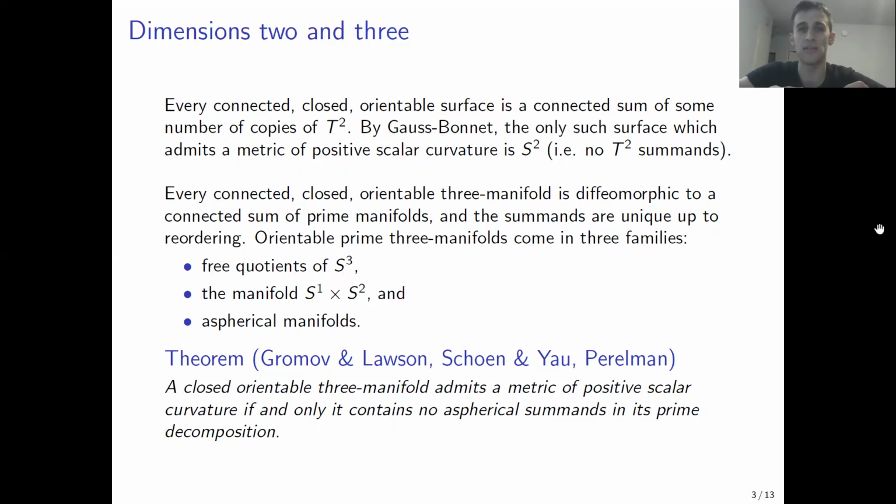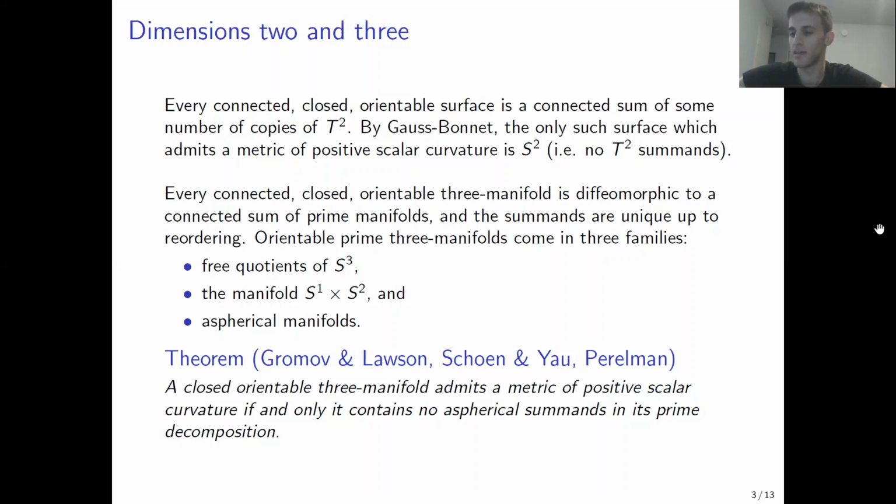And then a construction due to Gromov and Lawson, also Schoen-Yau, is that if you have manifolds in dimension at least 3 which have positive scalar curvature, then so does their connect sum. So putting that all together, we get this statement. In particular, a corollary is that if we just look at aspherical three manifolds, then their prime decomposition is just themselves. And this theorem tells us that they cannot admit metrics of positive scalar curvature.